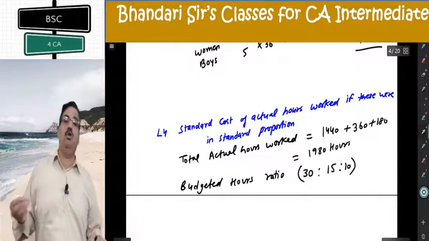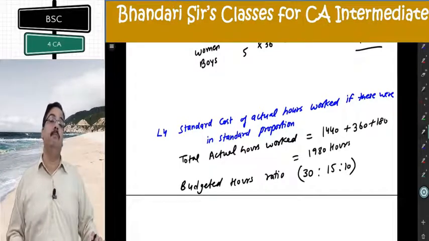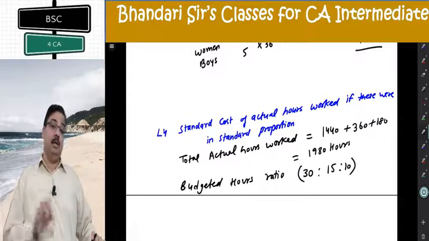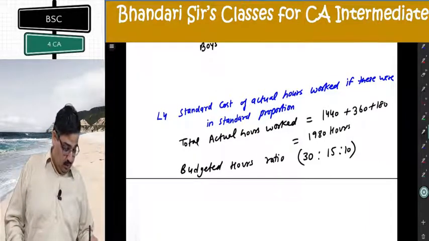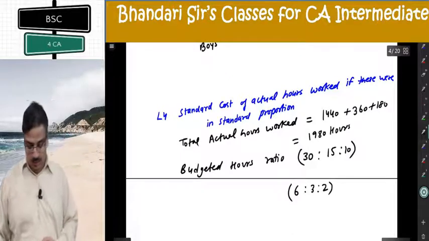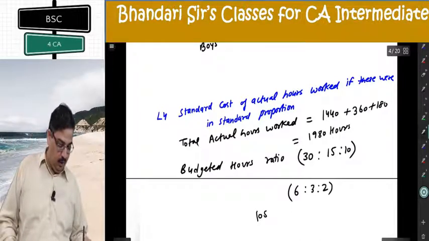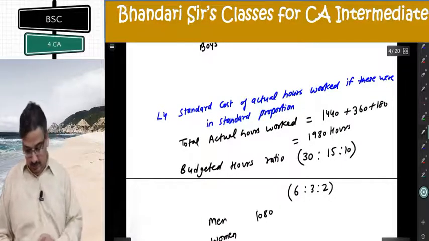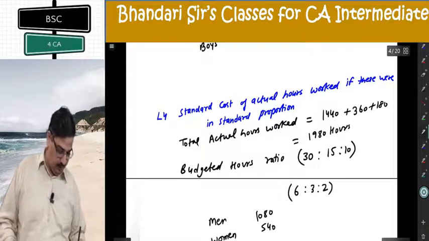Some students say, sir, this is the ratio of the budgeted number of workers. Even if you multiply every figure with 40, the ratio will remain the same. So the number of workers ratio also represents the budgeted hours ratio. So this is 6:3:2. 1980 divided by 11 into 6 is 1080 hours for men, women 540, boys 360.